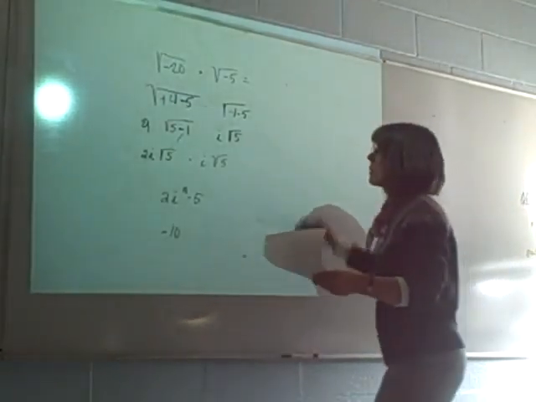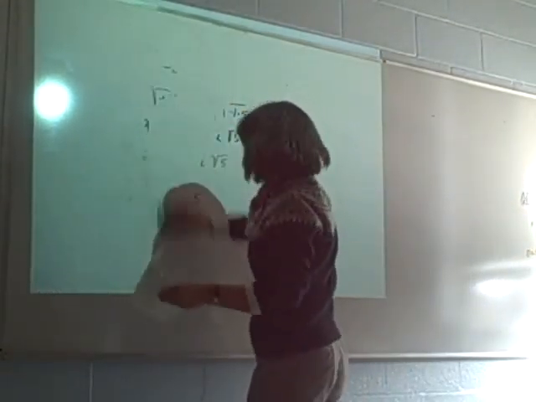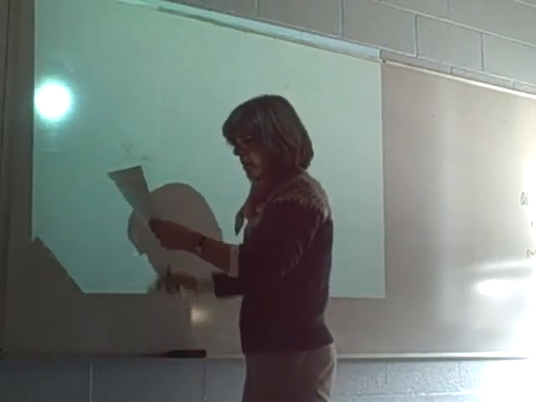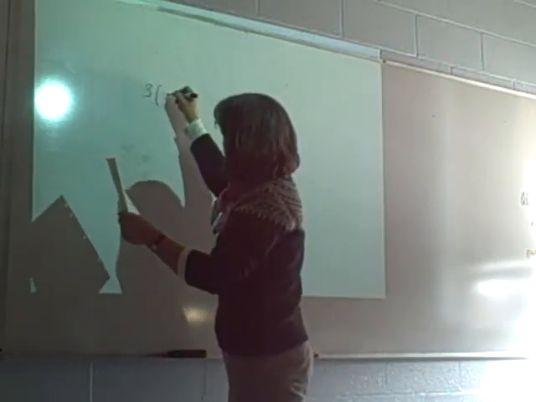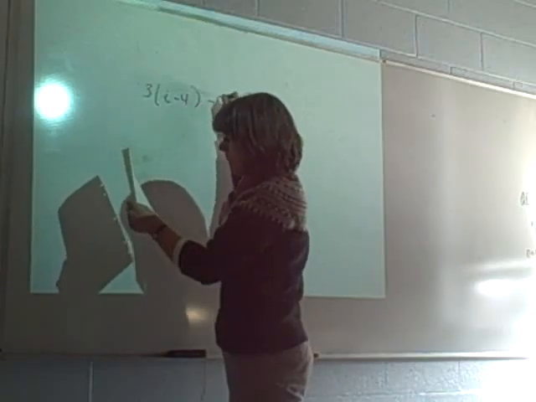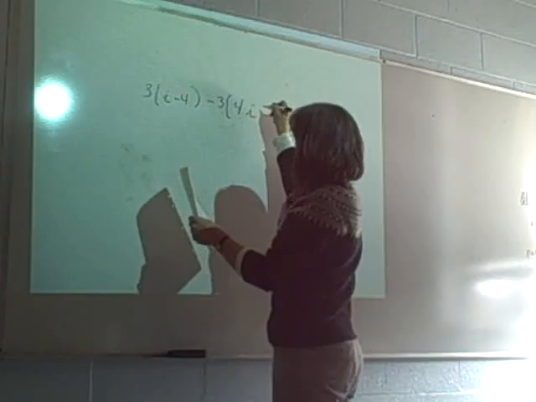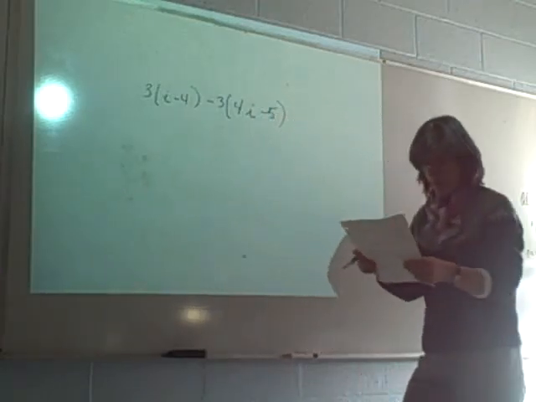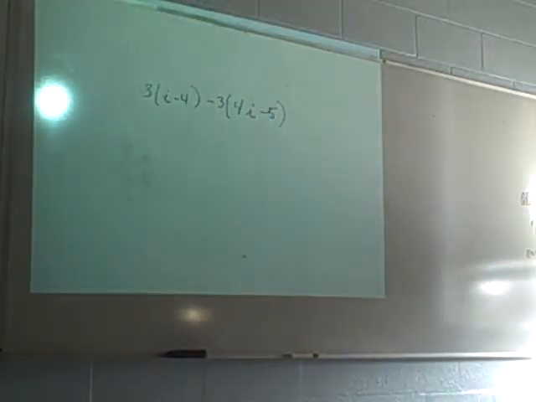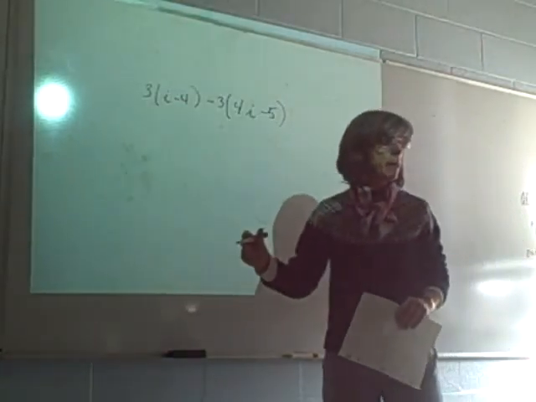All right, how about this one? 3i minus 4 minus 3, 4i minus 5. Okay, so what do you think we're going to have to do here? Distributive property. Distributive property, Emily.